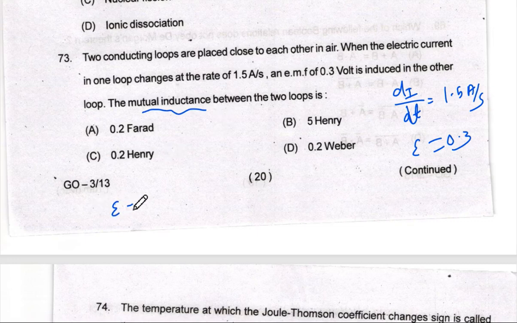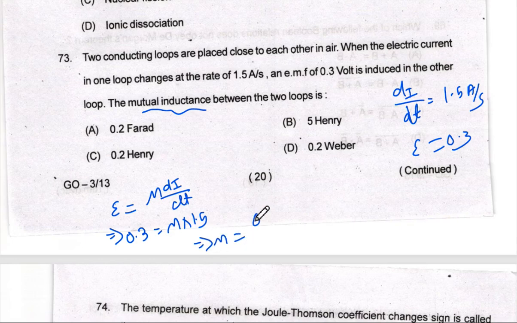So mutual inductance formula: E is equal to M di by dt. So if I put all these values, it will be like 0.3 is equal to M into 1.5. So if I solve, M is equal to 0.3 divided by 1.5, which is 0.2. So it is important to remember its unit, which is Henry. So 0.2 Henry, which is option C. 73, option C, 0.2 Henry.